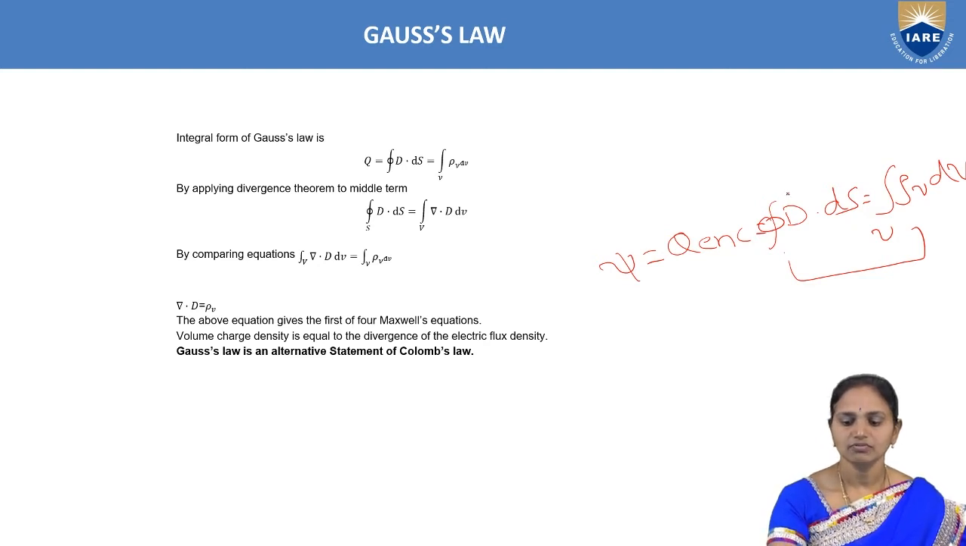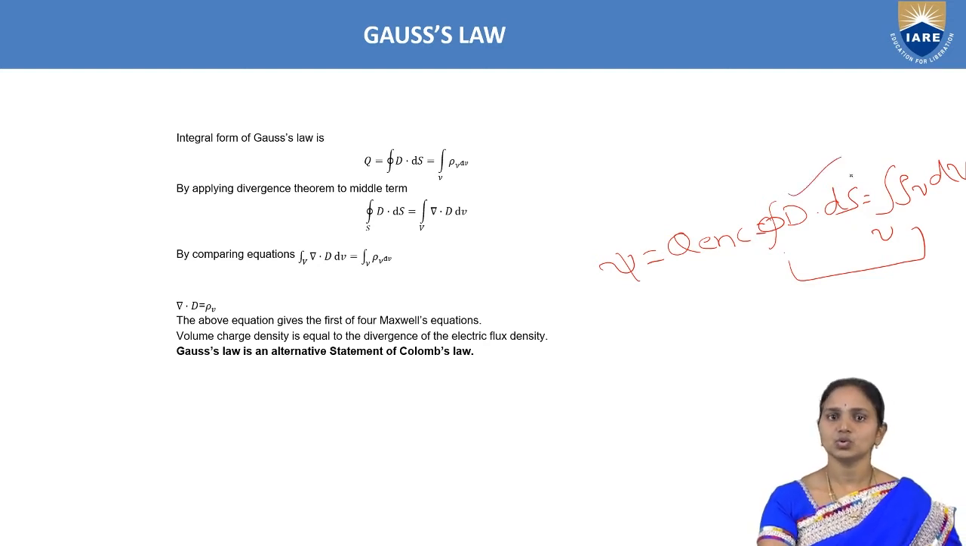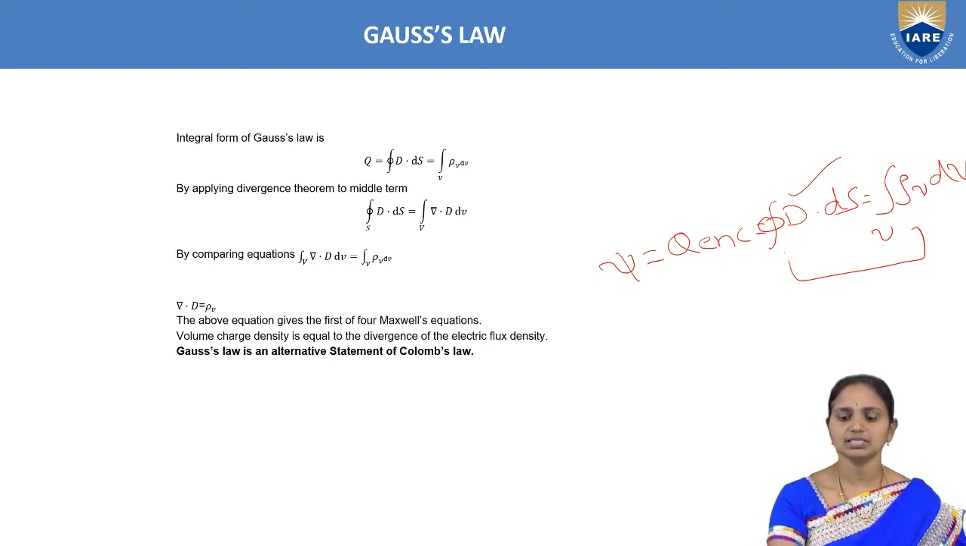Now, we can't directly compare those integrals because one is a surface integral and the other is a volume integral. So to compare the terms on LHS and RHS, we have to convert either of these integrals into the other form. Here I am trying to convert this surface integral into a volume integral by applying the divergence theorem.